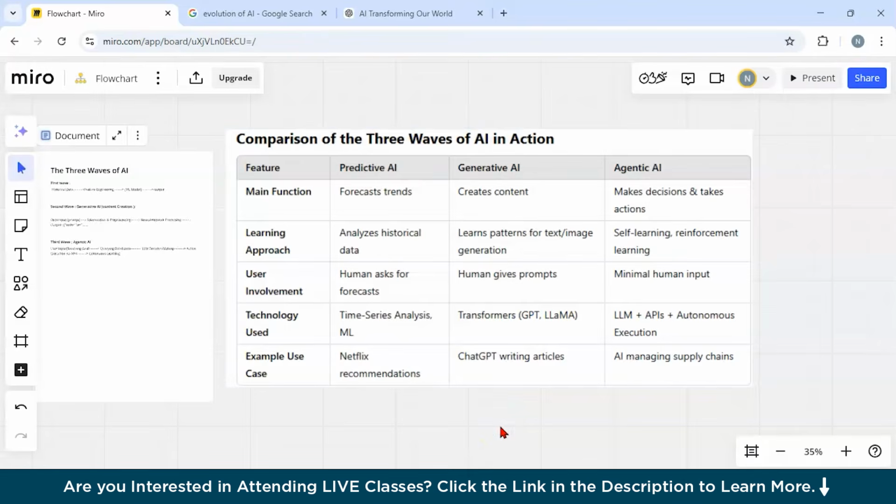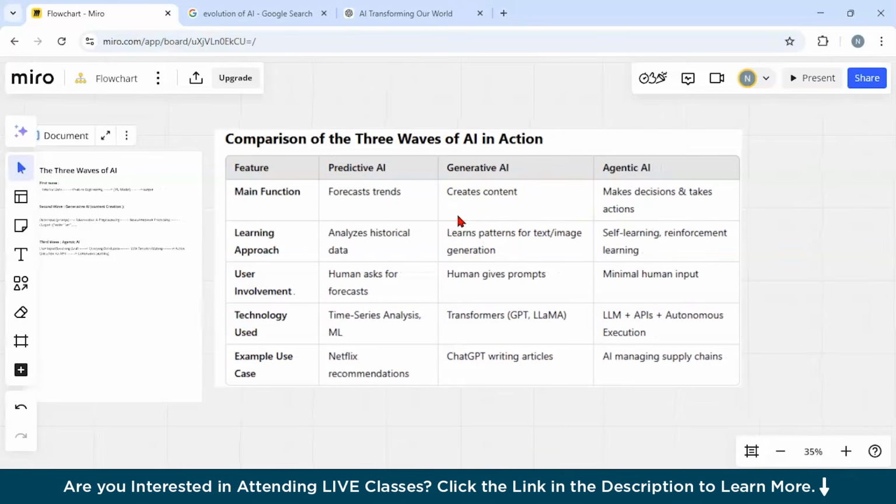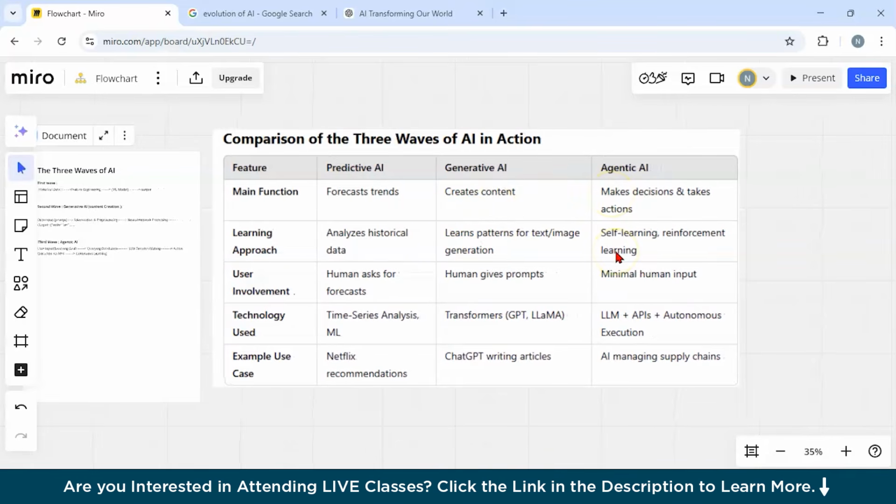Now, let's have a quick recap comparing all these three waves of AI. Predictive AI's main focus was on forecasting trends, while generative AI was creating content, and agentic AI, on the other hand, which is at the final step right now, is making decisions and taking action. So you could see how the evolution of AI happened in all these stages. On the learning approach, predictive AI was analyzing historical data, while generative AI was learning from patterns, like text and image generation. But agentic AI is using reinforcement learning or self-learning to improve its learning approach.